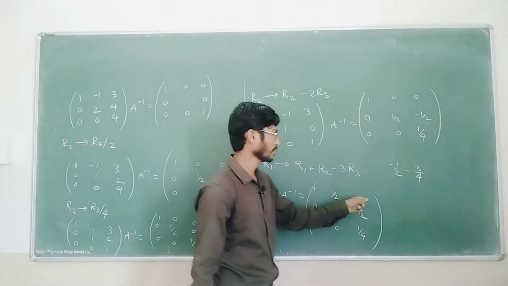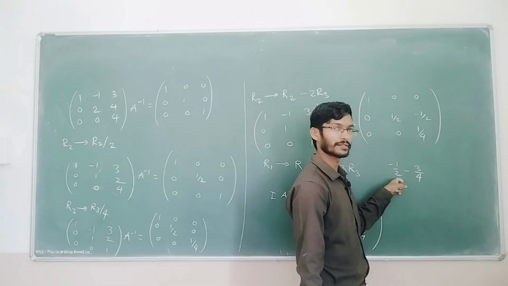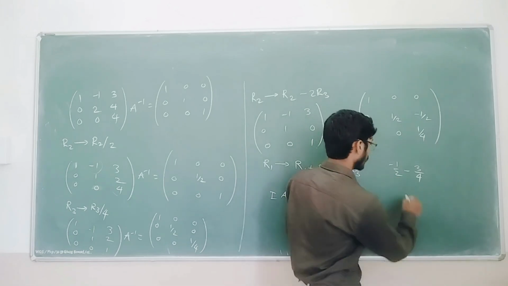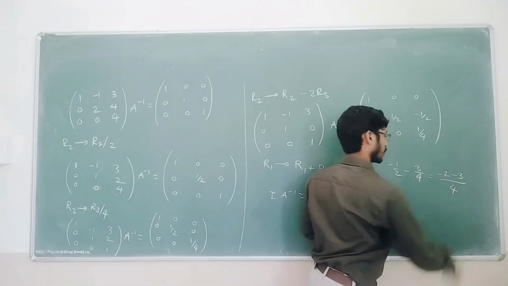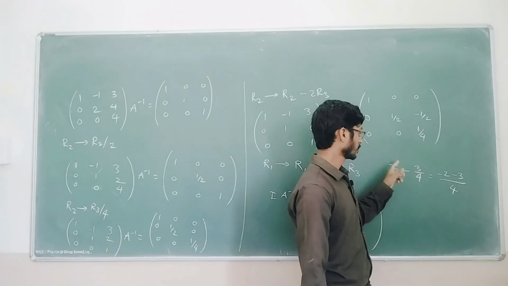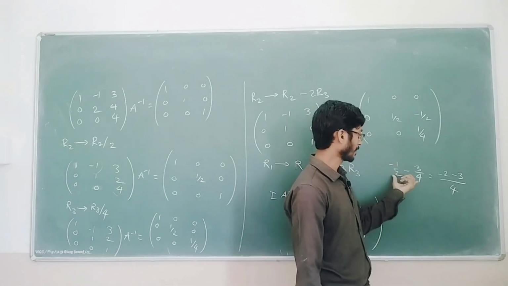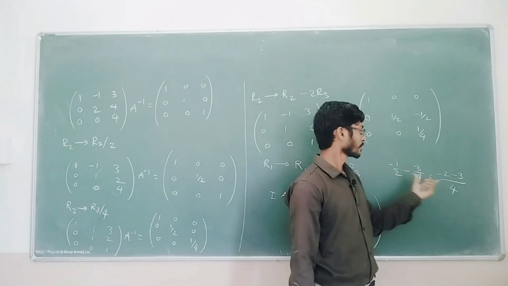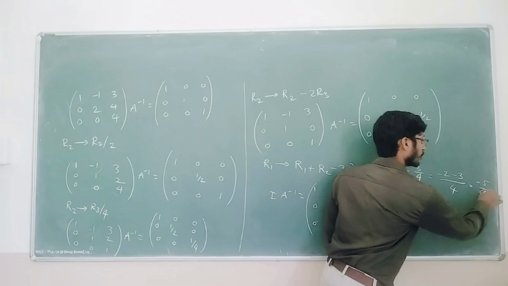Minus half minus 3 by 4. We have to do here. So if I make the denominators equal 4, this is equal to minus 2 minus 3 upon 4. I multiply this 2 on the denominator as well as numerator to make these denominators equal. So minus 2 minus 3, so this will be minus 5 by 4.